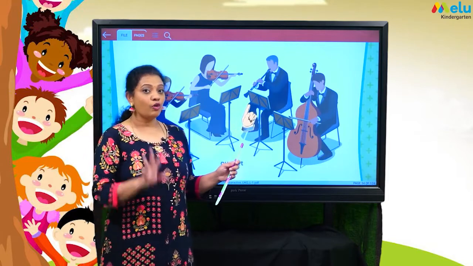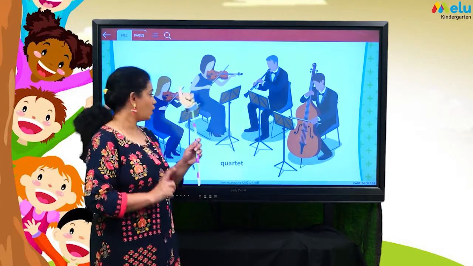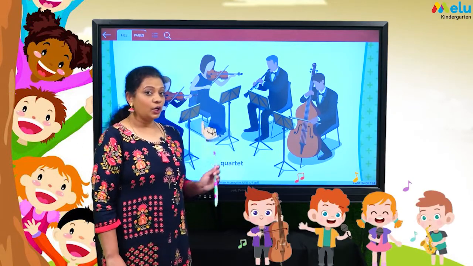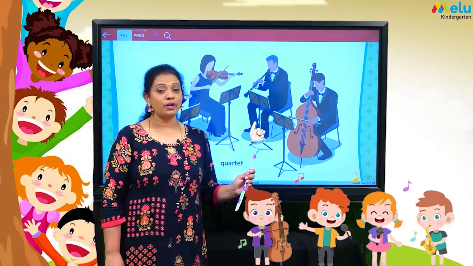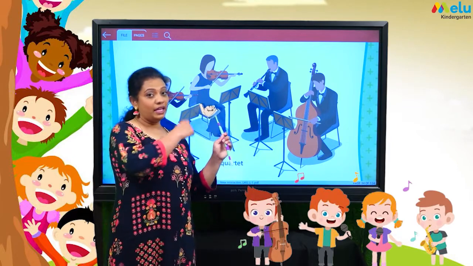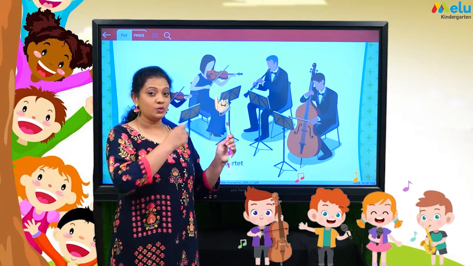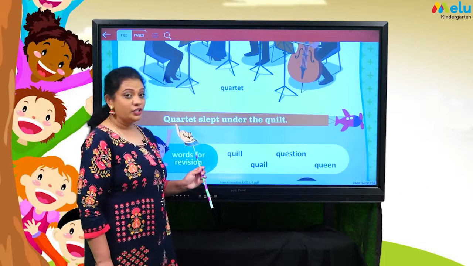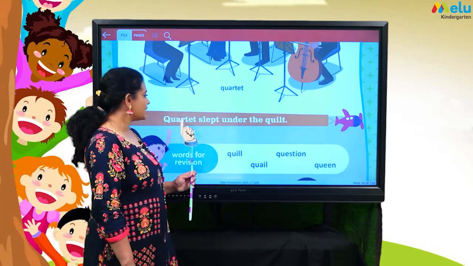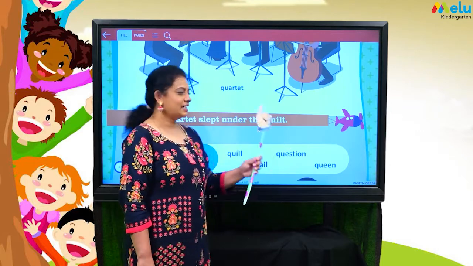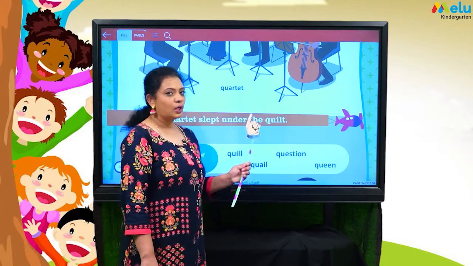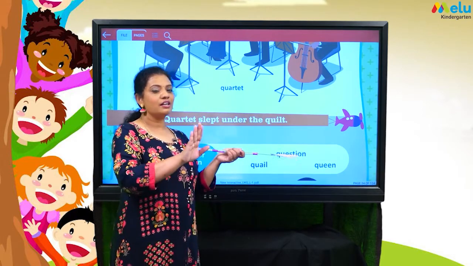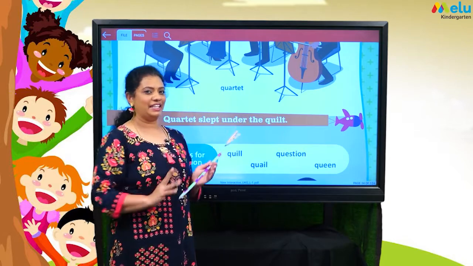Now, what is this? There are 4 people. Am I right? Let us count. 1, 2, 3, 4. What are these 4 people doing? They are playing a violin, right? See here an interesting sentence. Quartet slept under the quilt. After playing for some time, they felt asleep and went under the quilt and slept happily.